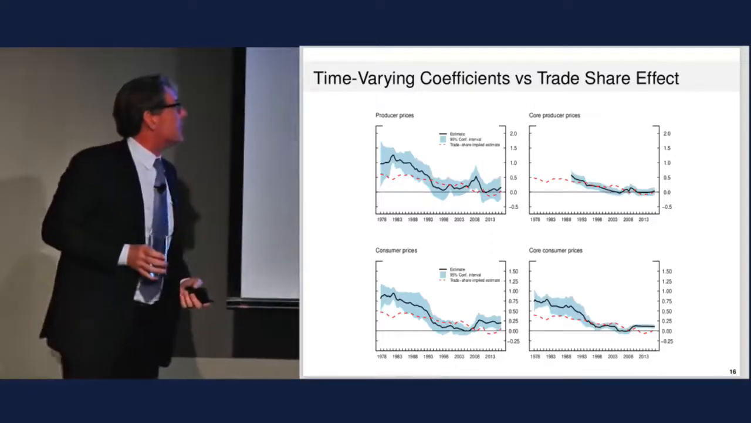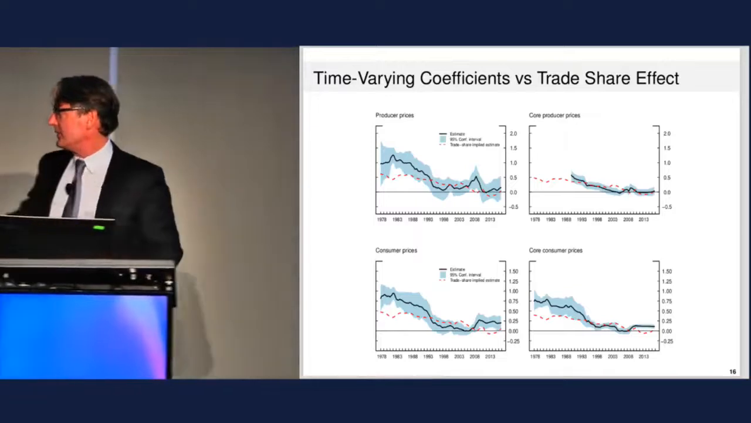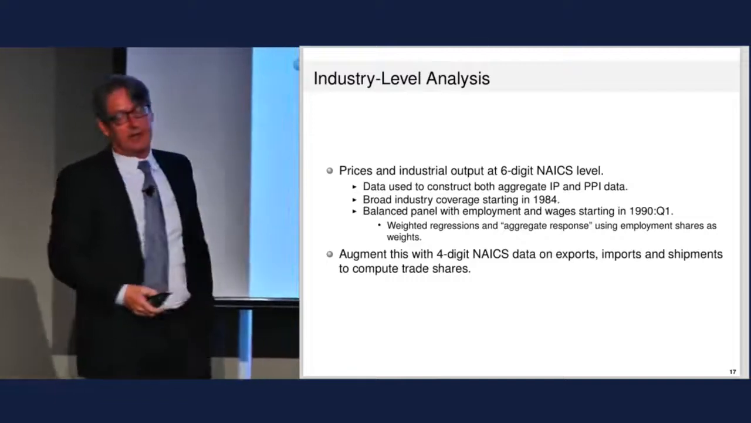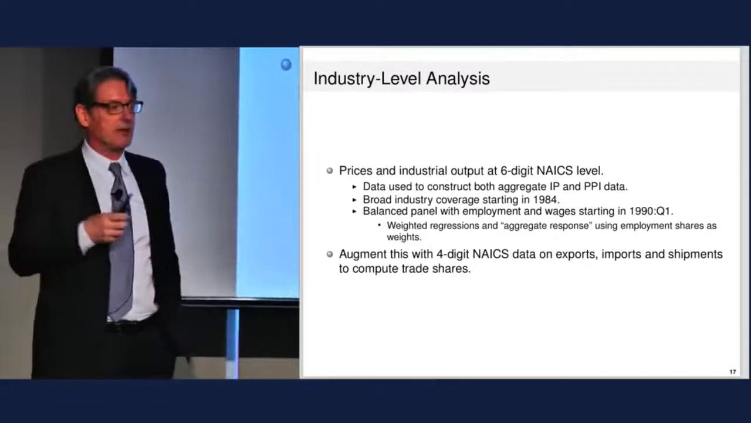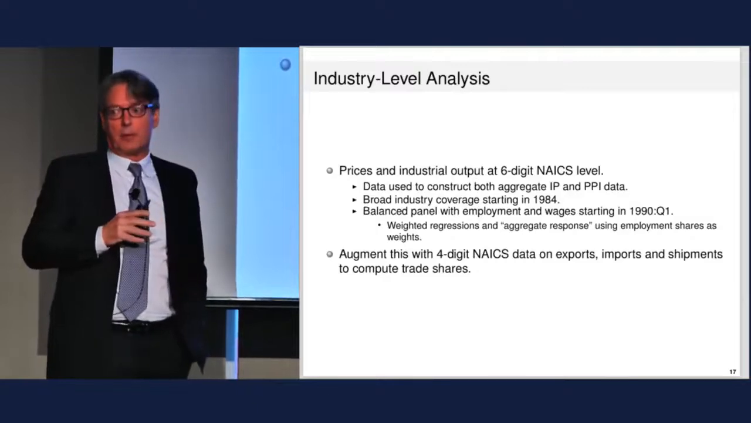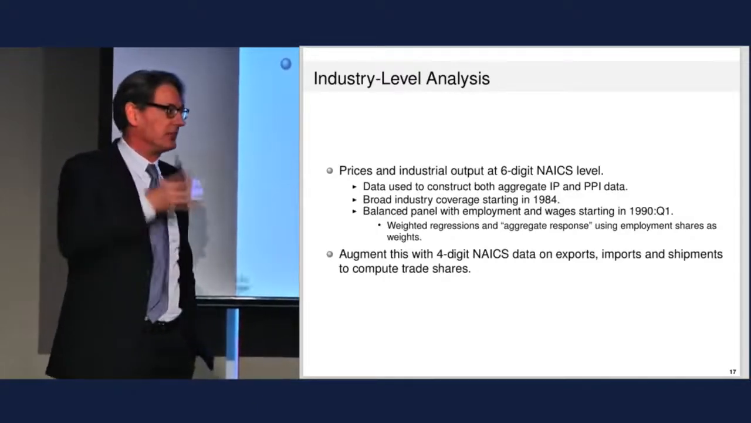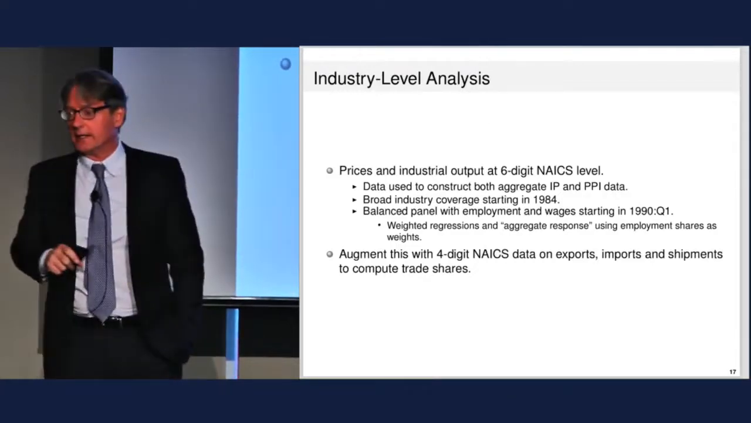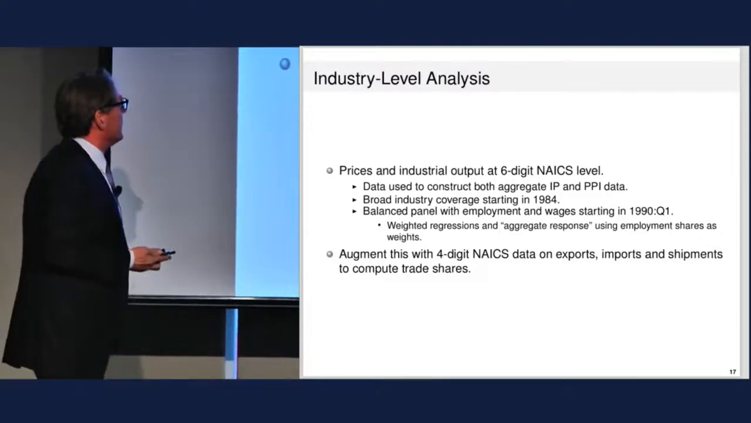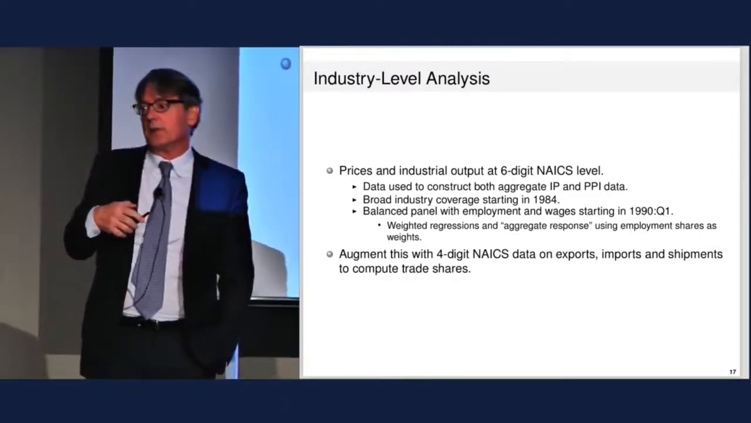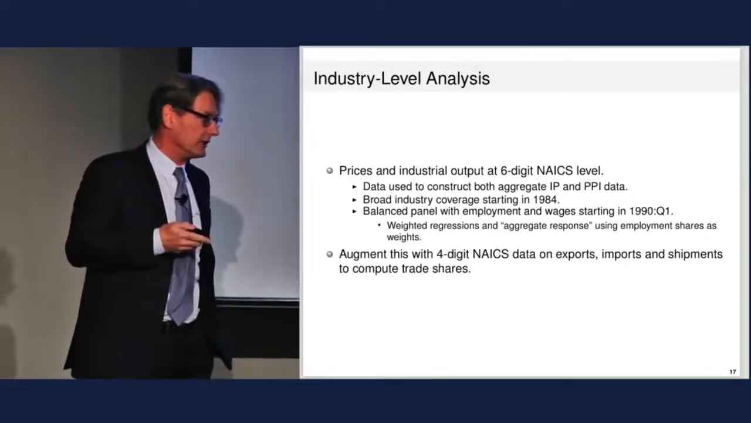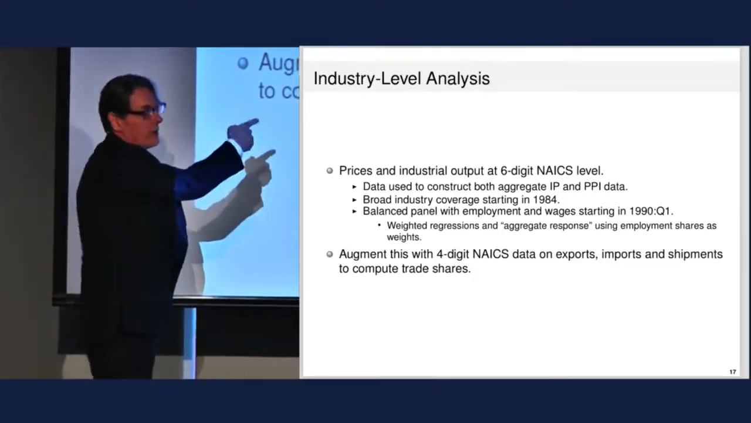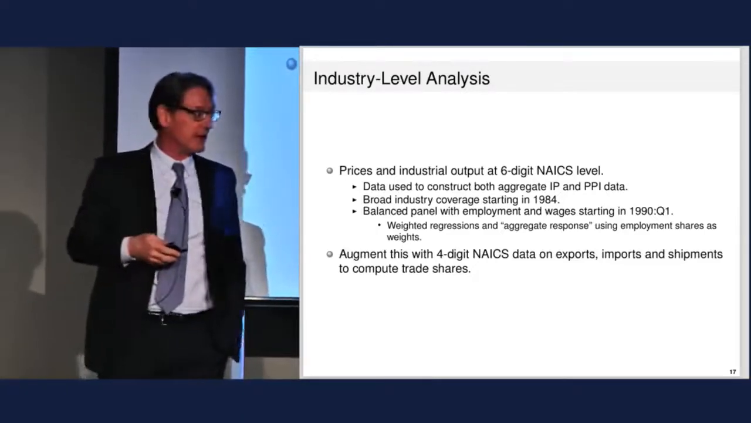So now let's go to the industry level data. As I said, we're going to have this detailed industry level data set. We actually have data that goes back to the mid-1970s for a subset of the industries, and then around the mid-1980s, we see a very big expansion of the number of industries covered. So we're going to really start our sample in the mid-1980s, 1984. There in the mid-1980s, what we see is the industrial production and the price series. But then starting in 1990, we also see wages and employment as well, so that's very nice.